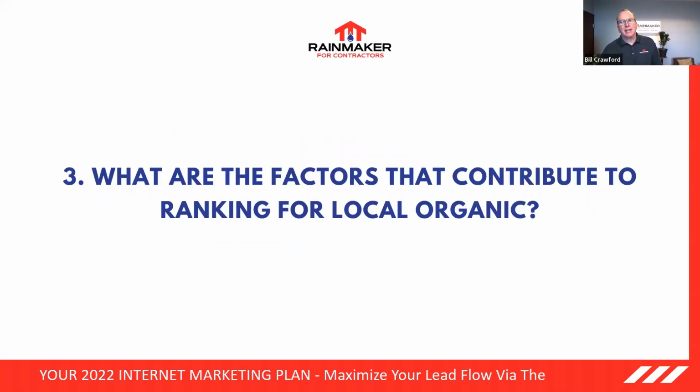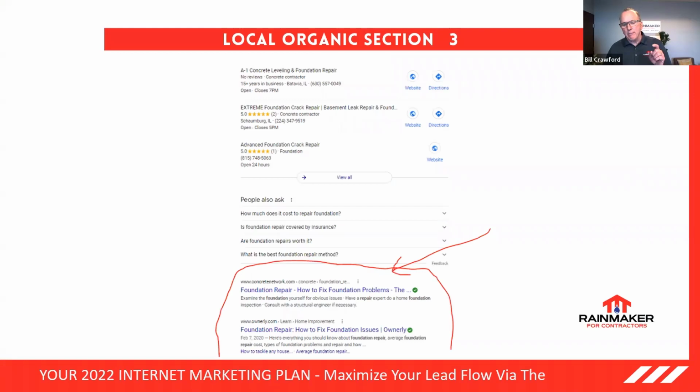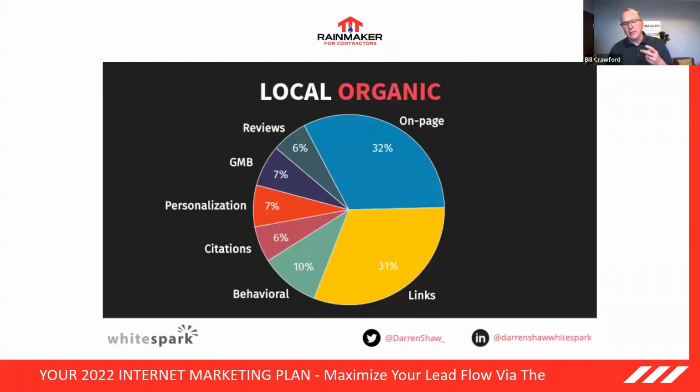All right, what are the factors that contribute to ranking for local organic? Remember what the local organic section is? It's on the very bottom of the page. There's 3 different ways that Google is counting as traffic sources. And so this is the 3rd way. This is way in the bottom. And there's 2 big factors here. One is considered on page, and the other is considered links.